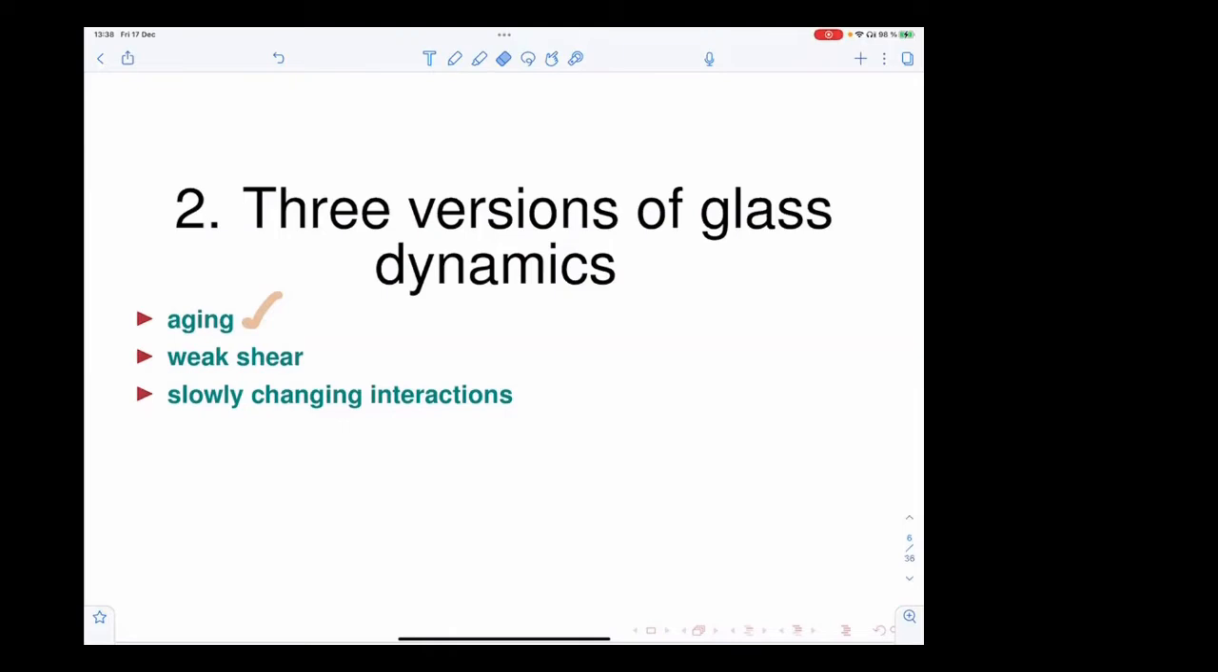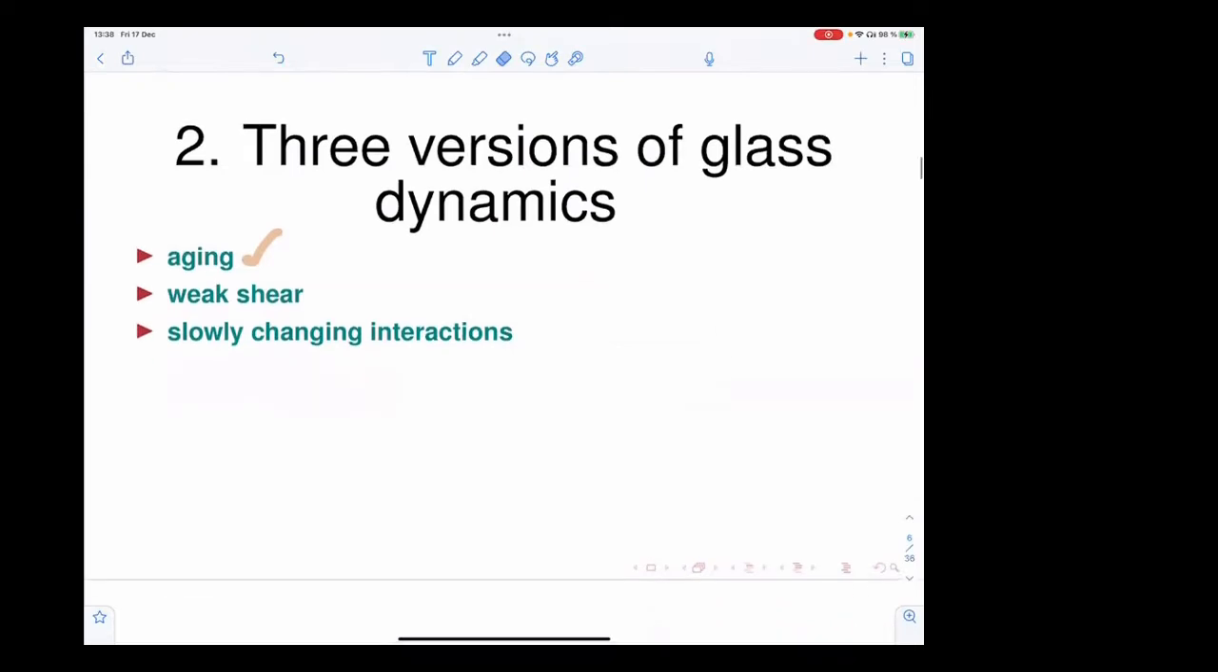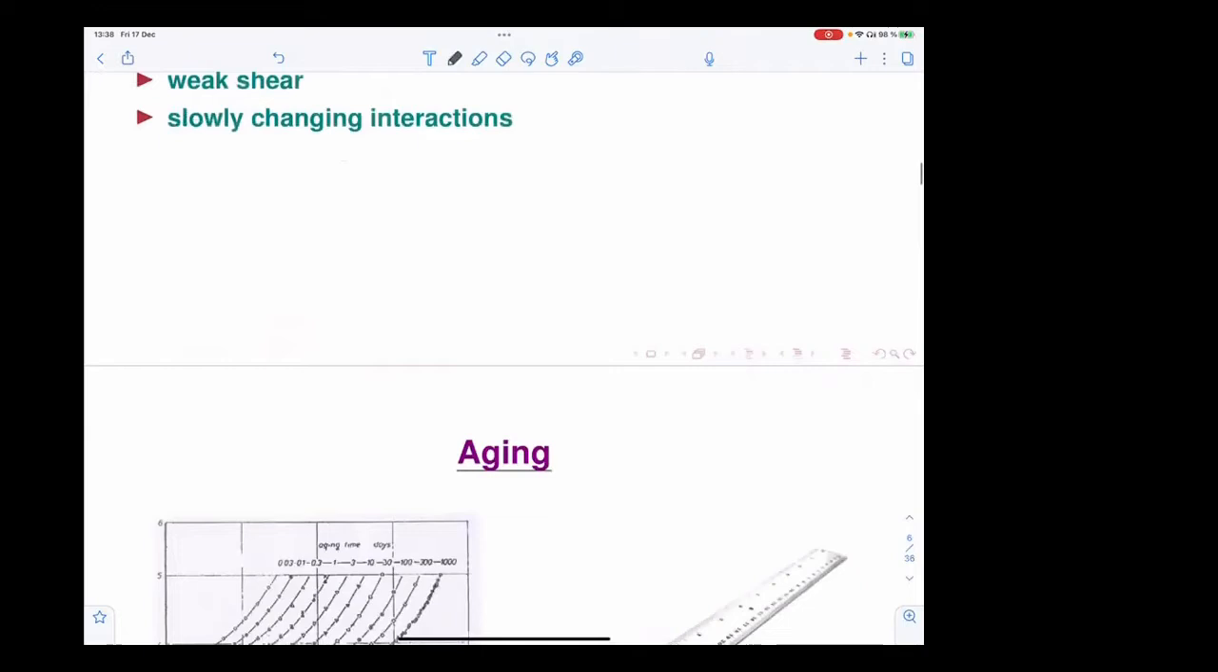The other possibility is to study your system subjected to weak shear. And as I will mention, weak shear keeps the system at a constant age, let's say. It doesn't allow it to get older. Or the same effect is obtained with slowly changing interactions.